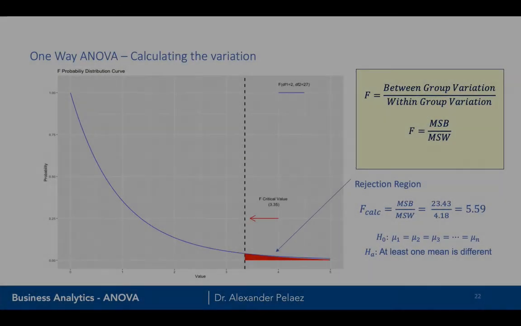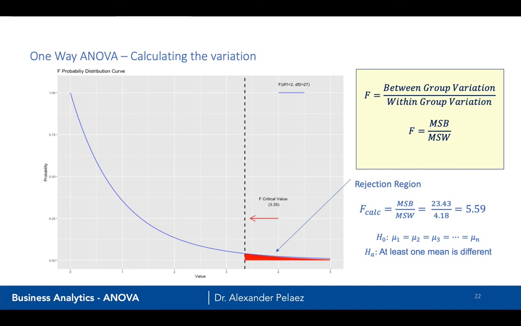So now that we have that information, we can compute our F statistic. The F statistic is the ratio of the mean square between the groups divided by the mean square within the groups. It's 23.43 divided by 4.18, which gives a score of 5.59. We can use Excel or R or any other application to find the critical value for F that we're going to compare this calculated value of F to. And it turns out it's going to be 3.35.